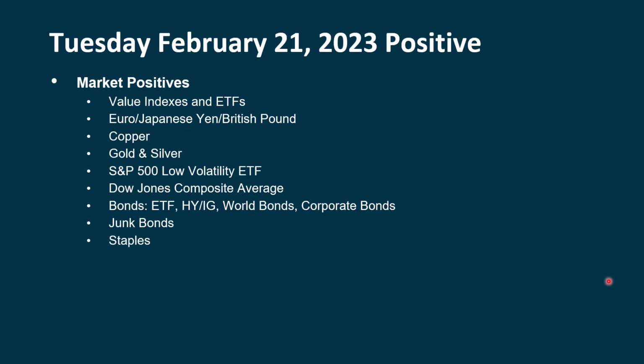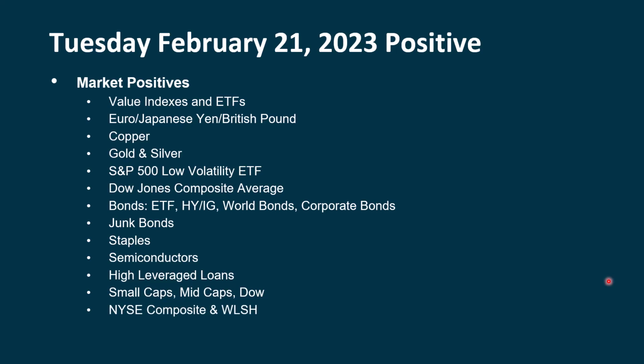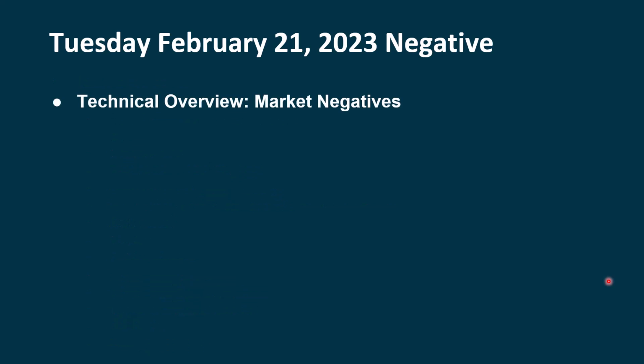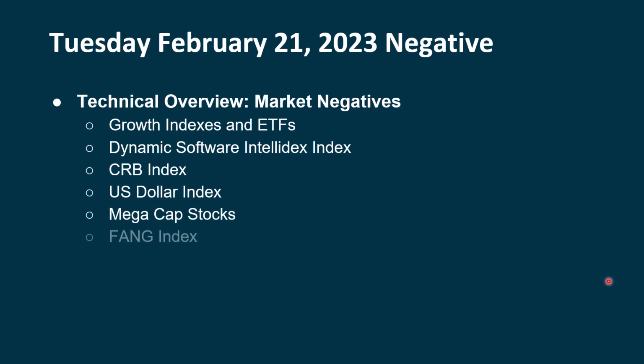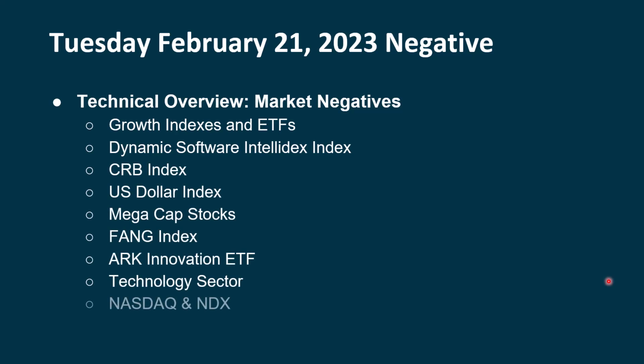Junk bonds, staples, semiconductors, high leverage loans, small caps, mid caps, and the Dow, and the NYSE Composite as well as the Wilshire, all stocks. And then emerging markets are still in overall uptrends. What are negative? The growth areas are still negative. The big software companies, CRB index, the dollar, mega cap stocks, FANG, ARK, tech, the NASDAQ and NASDAQ 100 continue to be in downtrends, and Bitcoin.